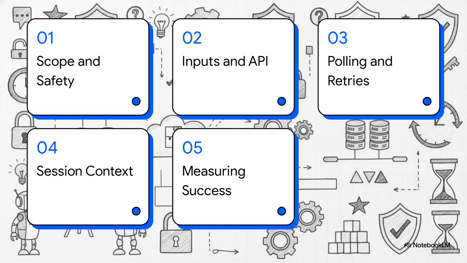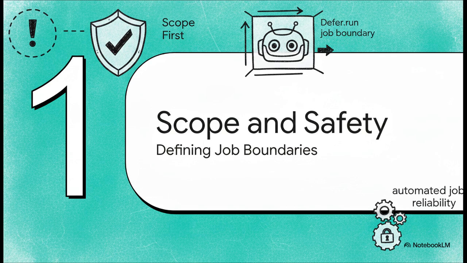Here is our roadmap for getting there. First, we'll cover scope and safety. Then we'll look at inputs and API decisions. After that, we'll tackle polling and retries, dive into preserving session context, and finally, wrap up with measuring true job success. All right, step 1, scope and safety first.